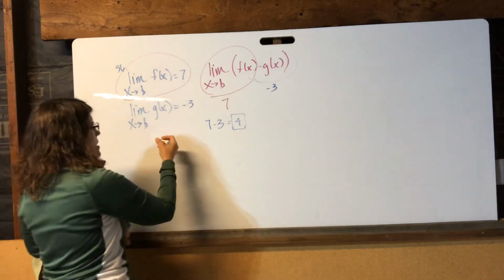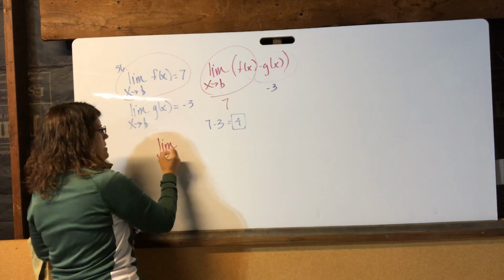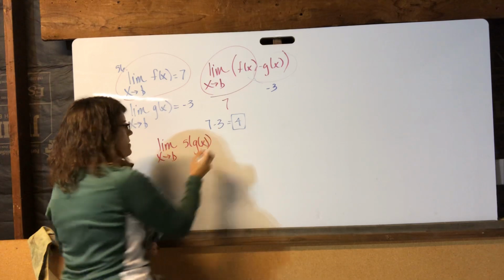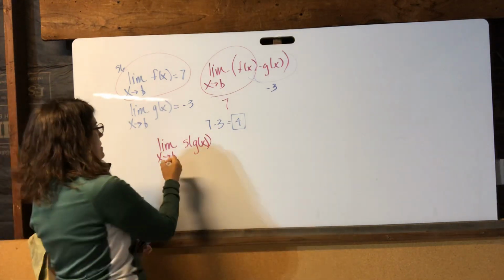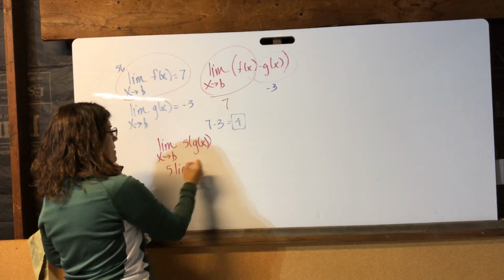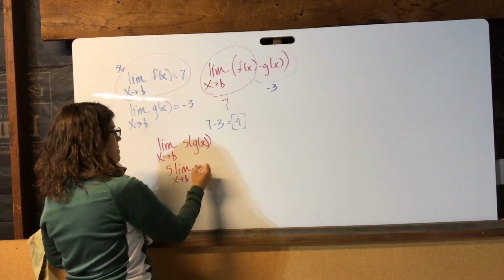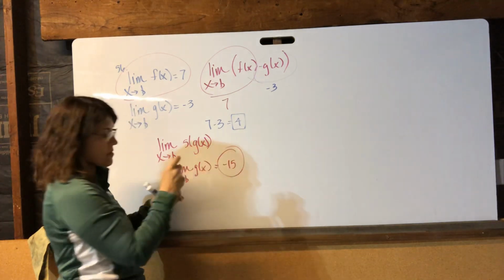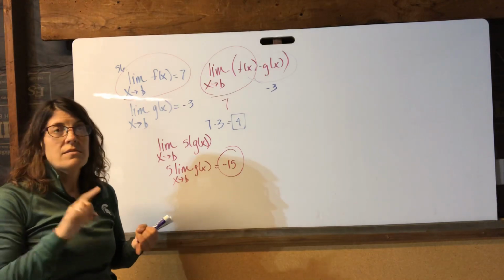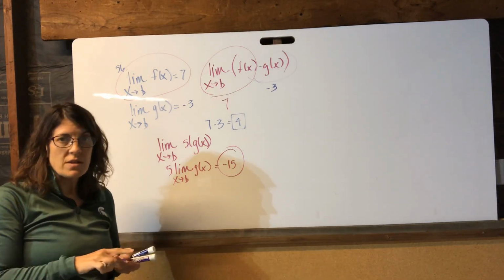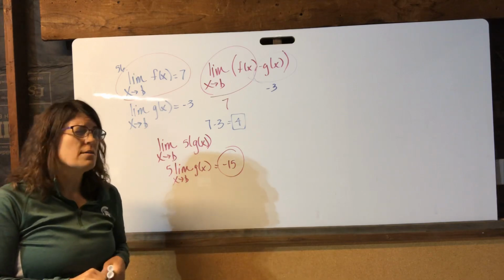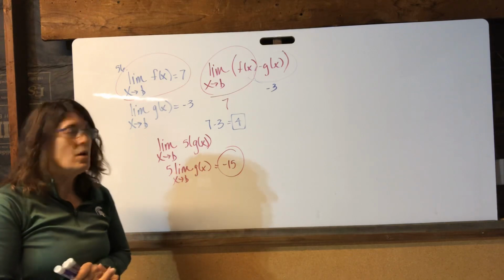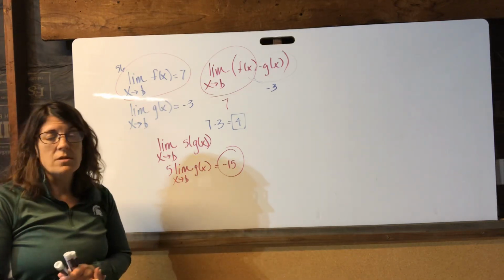Let's say you're asked to find the limit as x approaches b of 5 times g of x. This is 5 times the limit as x approaches b of g of x, which is going to be -15. So there's a sum, difference, product, quotient, power, and I think there's a constant property as well. So again, go to the bottom of page 61, top of page 62.